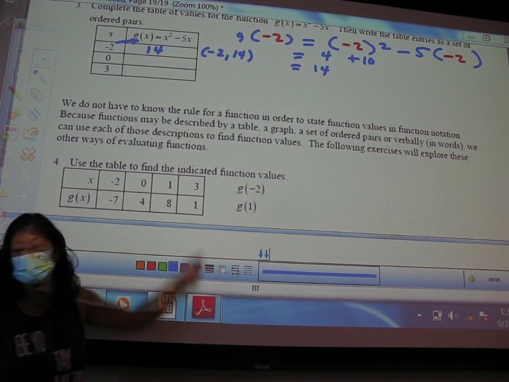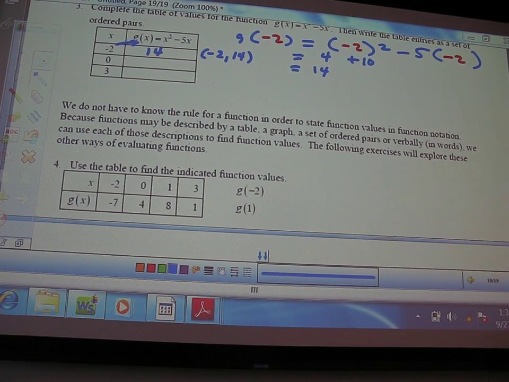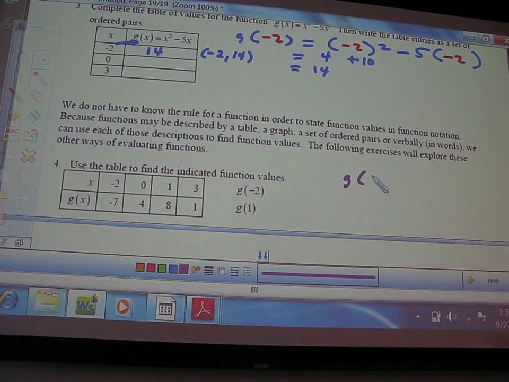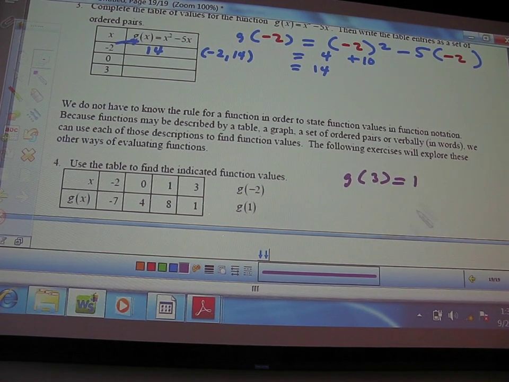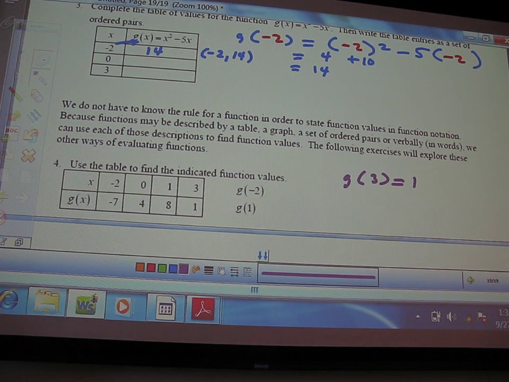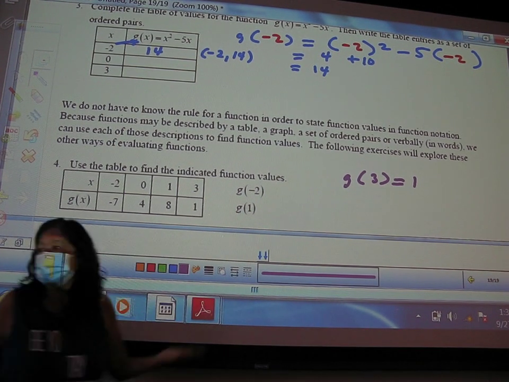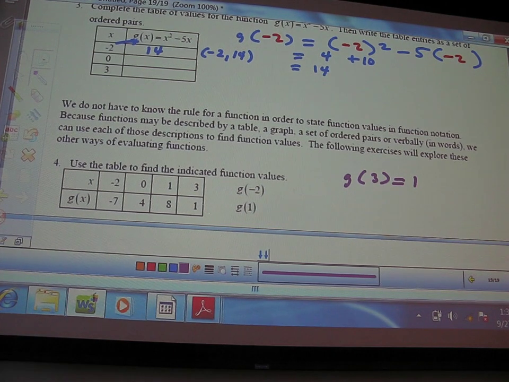So I can look here and see it. What they're asking you to do is just write it like this. I'll do g of 3. G of 3 equals 1. Now you guys figure out what g of -2 equals and what g of 1 equals. Just look it up in the table.